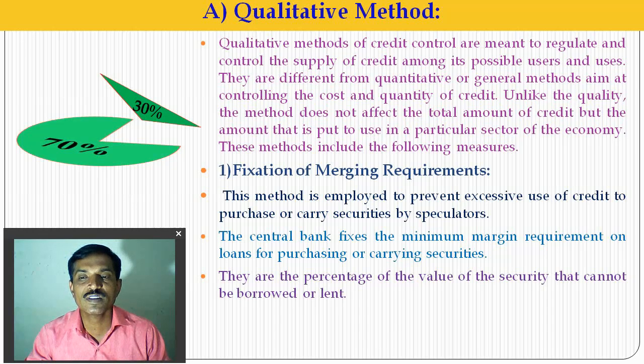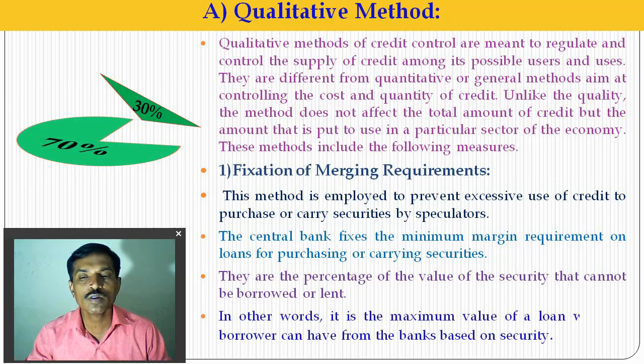The central bank fixes the minimum margin as per its guidelines. It is the percentage of the value of the security that cannot be borrowed or lent. In other words, it is the maximum value of loan which the borrower can have from the bank based on the security. So the maximum amount of loan based on the mortgage is fixed by the RBI. So increase the margin in inflation and reduce it in a deflation situation.